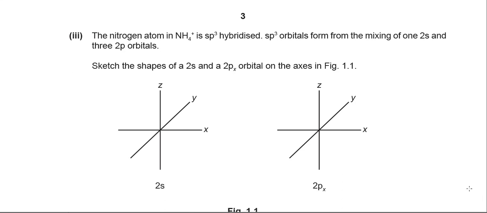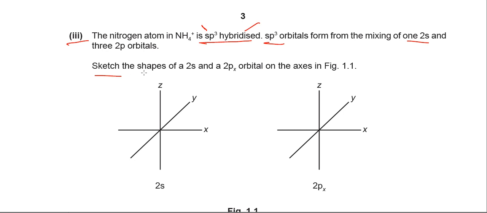Proceeding. In this part, the examiner says the nitrogen atom in ammonium ion is sp3 hybridized. sp3 means one s and three p orbitals are involved in bonding. Then sp3 orbitals form from mixing one. So this is the definition again. You are lucky that the examiner also defined what sp3 is.